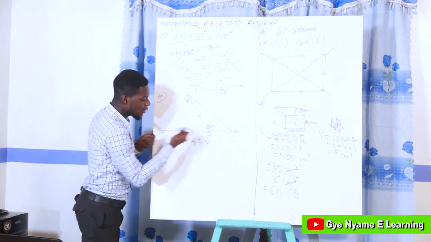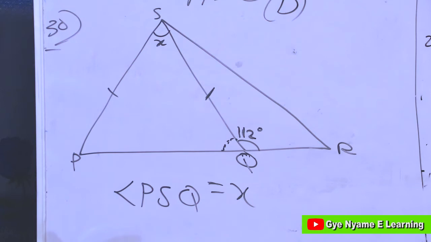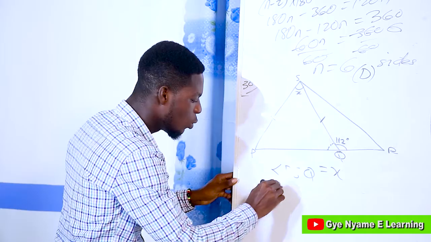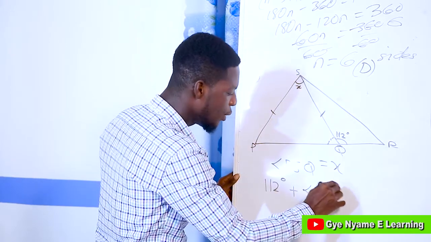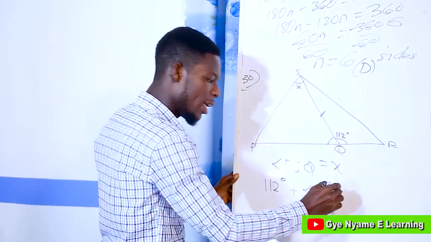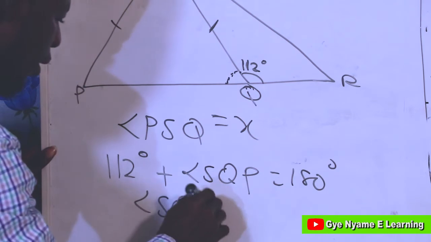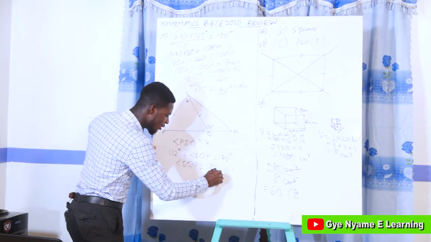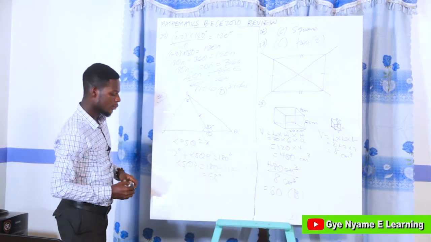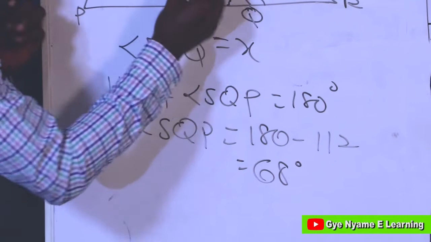Then we can also get this angle. Why? Because this angle and this angle are adjacent, and we know that adjacent angles on a straight line sum up to 180 degrees. So let's write the relation for that. 112 degrees plus angle SQP, this one, equals 180. So angle SQP equals 180 minus 112. What would that give you? 68 degrees. Now, it means that this angle is 68.